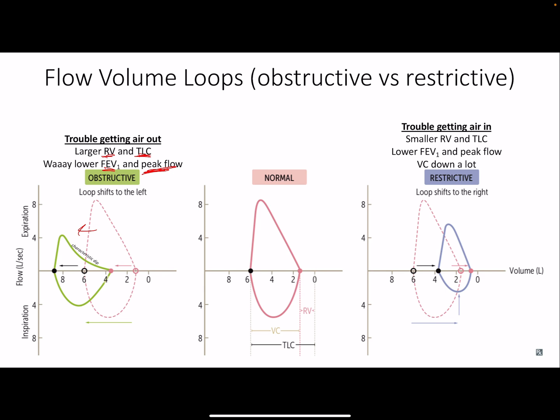Now looking at the restrictive, we have trouble getting air in. Getting air out is not as much of an issue. Maybe an issue, but not as much of an issue. We have smaller residual volume, smaller total lung capacity, and a smaller functional residual capacity.